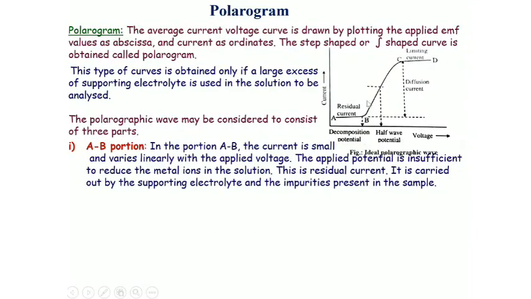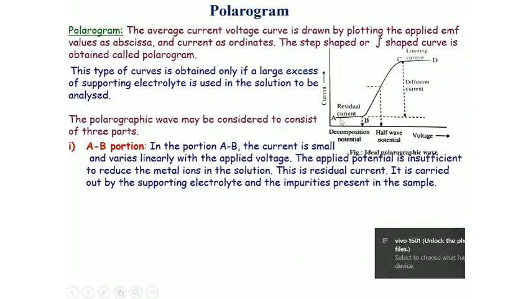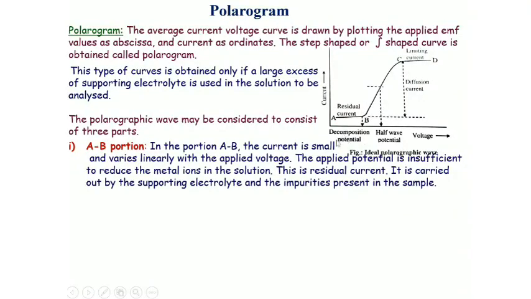The AB portion shows residual current. It is due to the impurities present in the solution as well as the supporting electrolyte. It is not due to the reduction of the metal ion present in the solution. Here, the potential applied in the AB region is not sufficient to reduce the metal ions. Therefore that current value is very small, and it is due to the impurities and also the supporting electrolyte present in the solution.